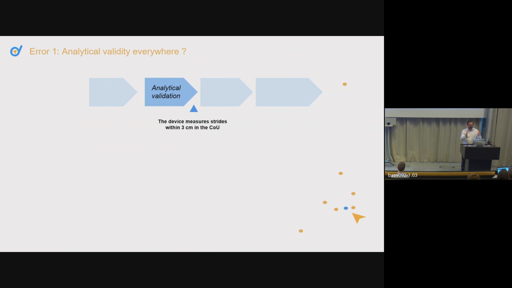Analytical validation seems the most obvious and the most simple one. What does it mean? It means that my device is measuring what I'm asking the device to measure in the patient population that I'm looking at. So more or less, one of the statements that we had is that our device measures strides within 3 centimeters of precision, regardless of the context of use.